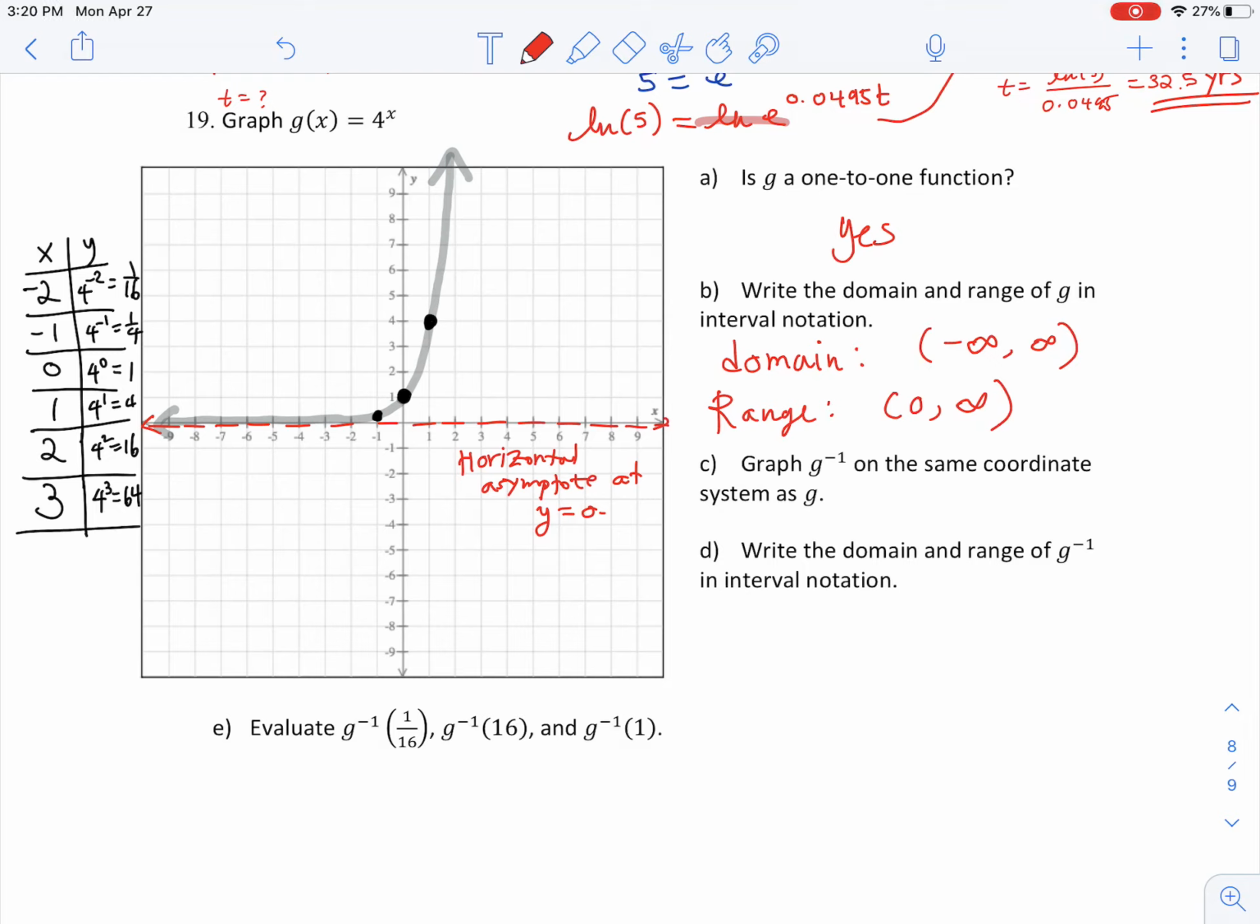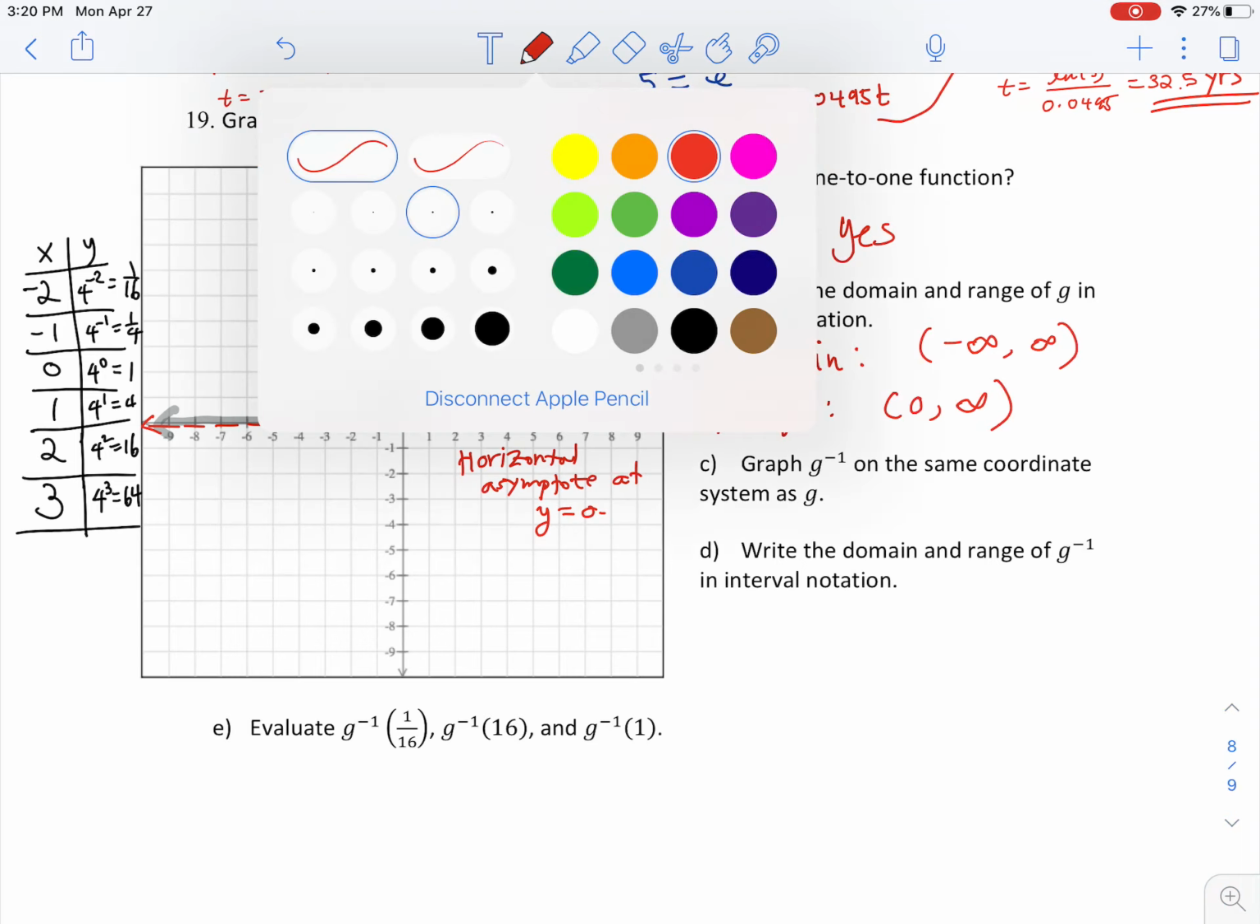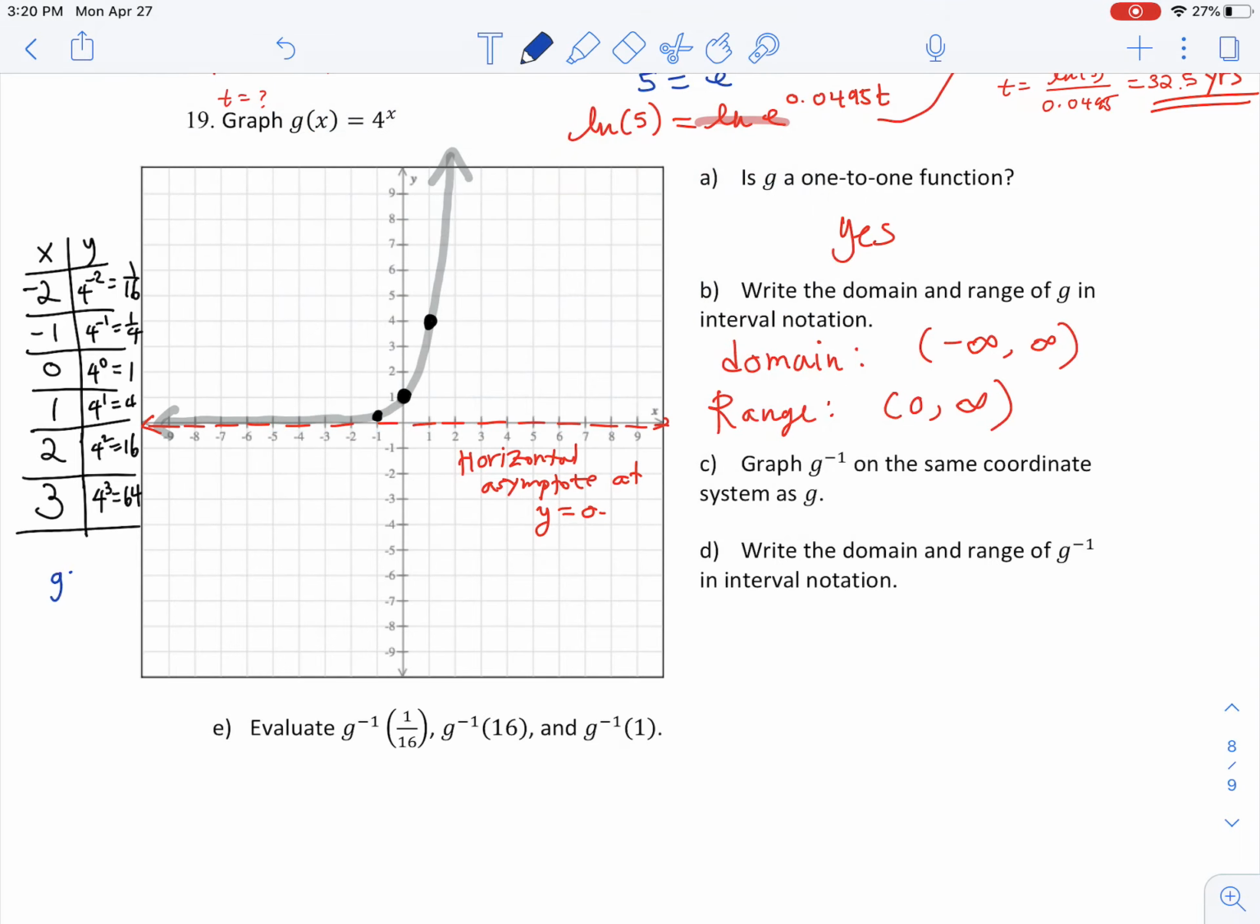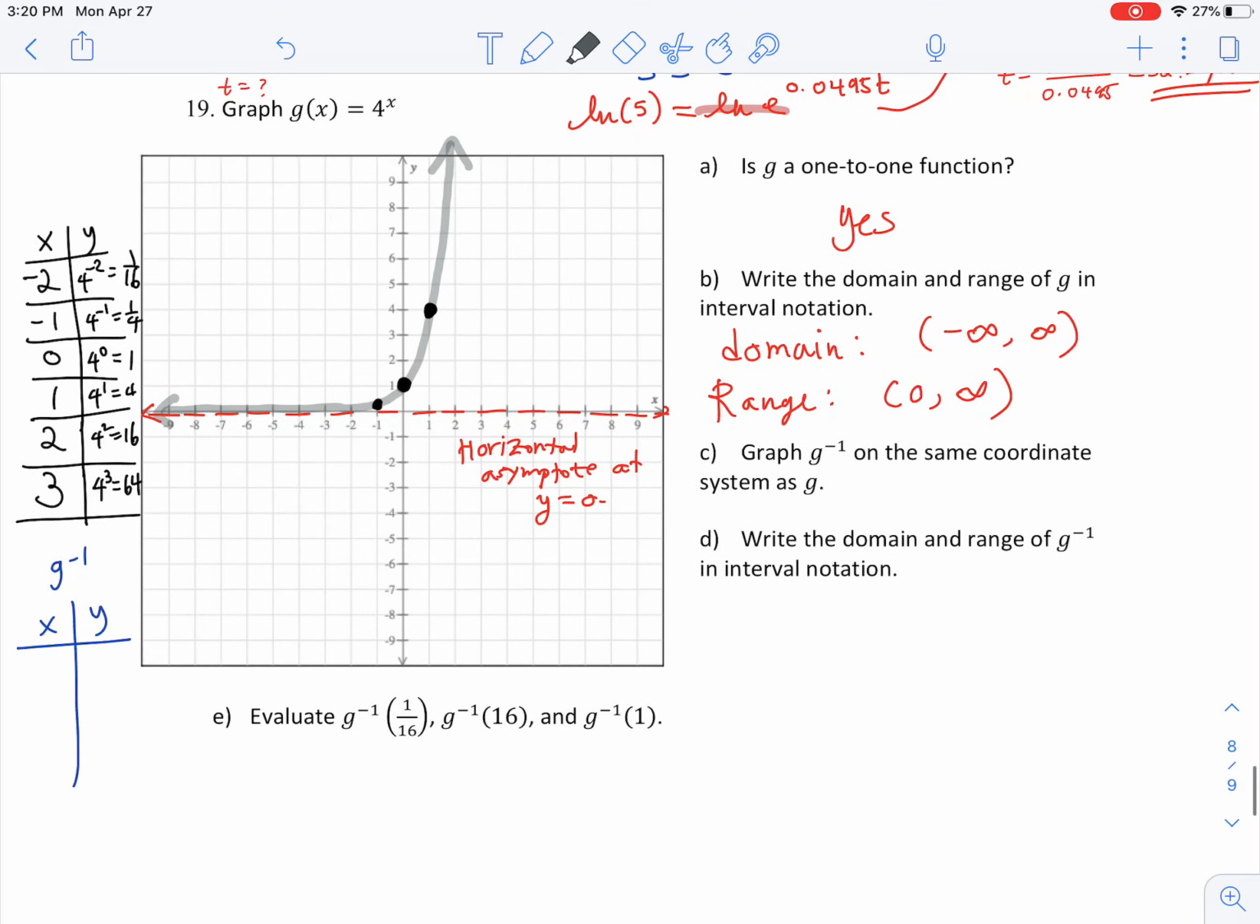Now, what they want you to do is graph g inverse on the same coordinate system as g. So I'm going to go ahead and create a g inverse x-y table over here. I was only successful plotting about 3 points here, so I'm just going to copy those 3 points down. Those 3 points were 0, 1, 1, 4, and maybe this one. All right, so if x is 1/4, I'm going to have a y value of -1. And you know how I'm getting this, right? I'm just flipping x and y. When x is 1, the y will be 0.